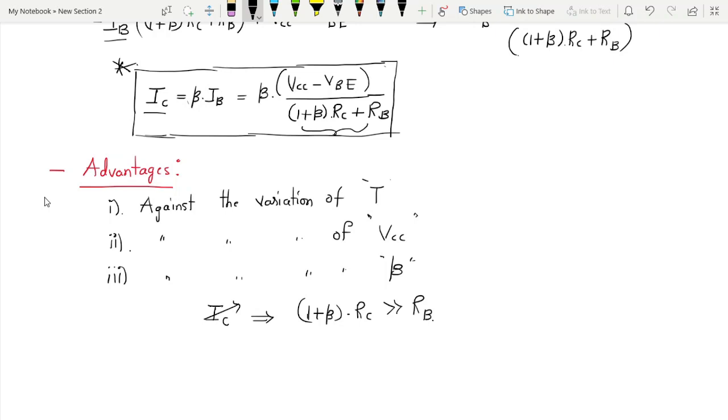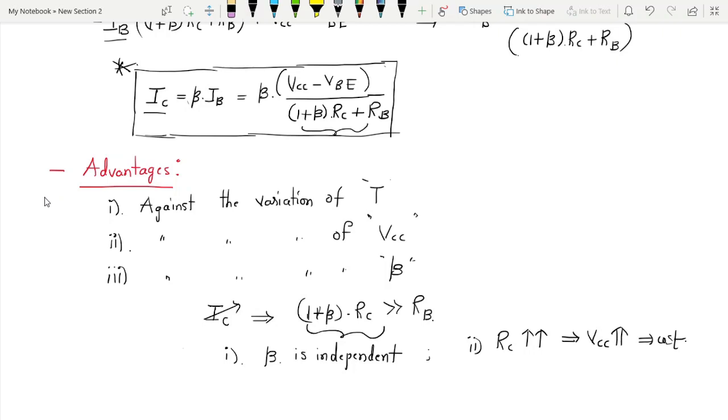Okay, so once again we will recollect the disadvantages. This is not possible generally. What is the first problem here? The first problem is that beta is independent; we don't know the beta value. And what is the second problem? RC must be very high. Whenever RC is very high, what happens? The supply biasing also becomes very high. Due to that, the cost of the transistor will increase.